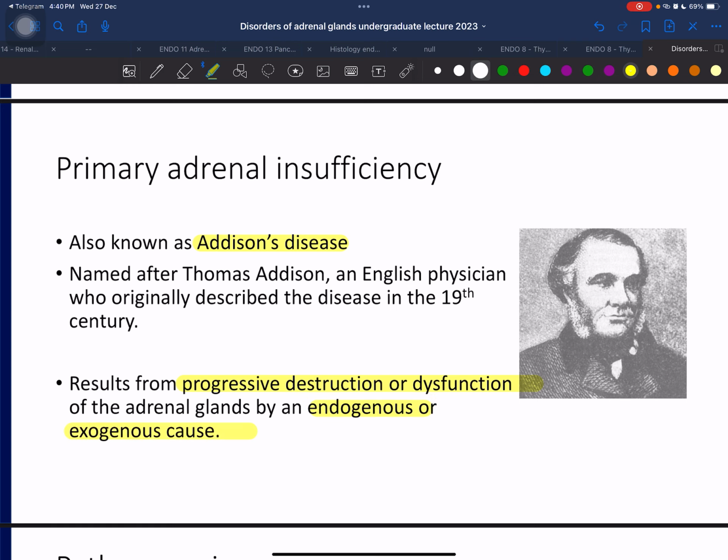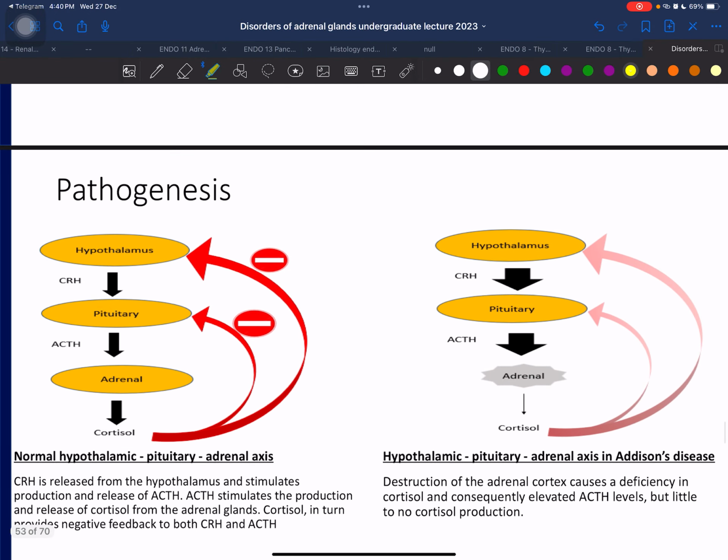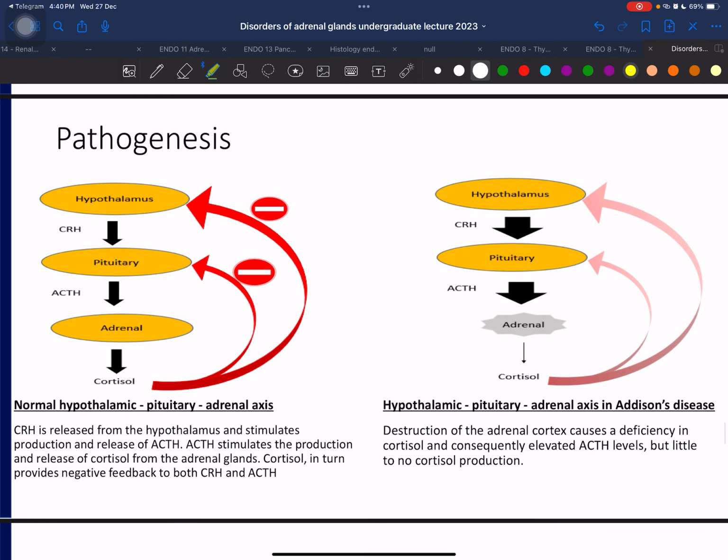Okay, and primary adrenal insufficiency results from progressive destruction or dysfunction of the adrenal glands. It can be endogenous, it can be exogenous. So back to this HPA axis again. Okay, destruction of the adrenal cortex, right? Adrenal cortex is destroyed. So what happens? No cortisol is being produced. So the feedback mechanism, lack of negative feedback. So there will be increased CRH and ACTH production. Okay, but cortisol levels remain very little because the adrenal glands are being destroyed.